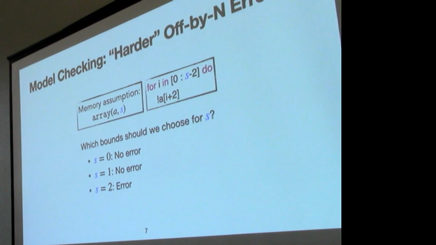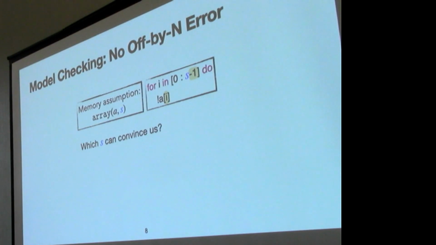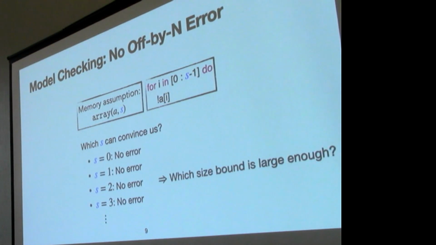As I mentioned, model checking is established and great to find bugs, but can we also use it to prove that the program is actually correct? So let's get rid of this error and try it again. Now, obviously, no matter for which array size we check the program, we won't find any problem. But then the question is, how big should we choose the size bound to convince ourselves that the program is actually correct and that we didn't just choose the size bound too low?